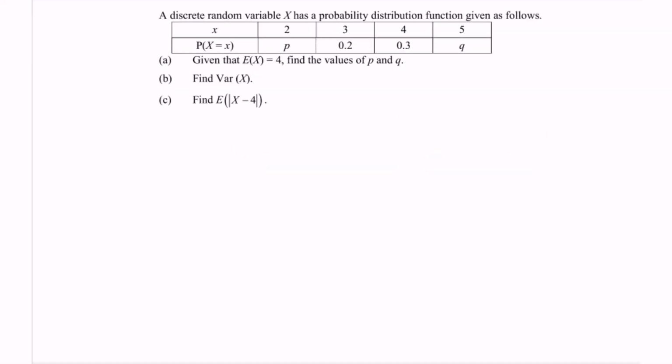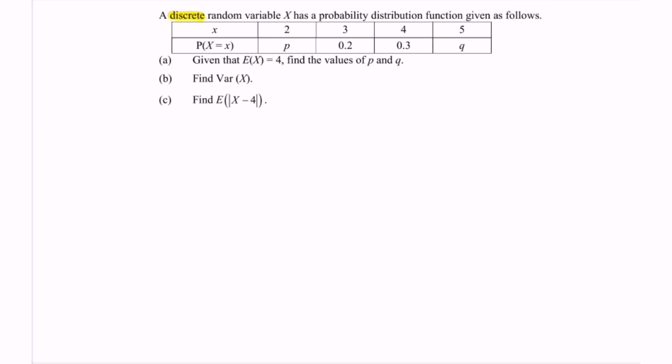Hello everyone, in this video I'm going to discuss the example for random variable. A discrete random variable x has a probability distribution function given as follows. As stated here, it is discrete, so it means that the sum is important. So kindly refer to the question.